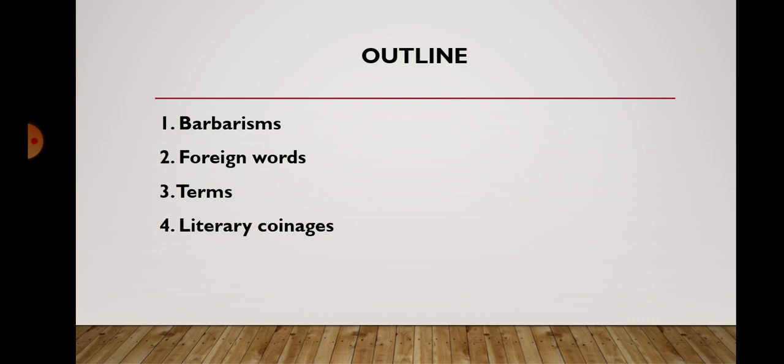The outline of this lecture covers the following points. The first is barbarisms. Next, we will discuss foreign words. After that, we will consider terms. And we will finish the lecture with the literary coinages, including nonce words.